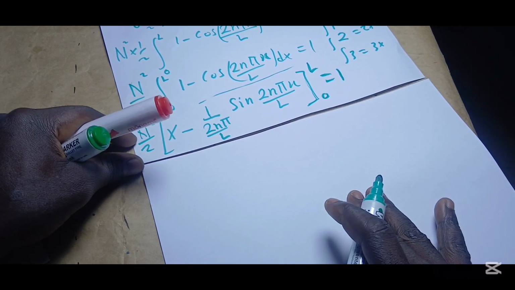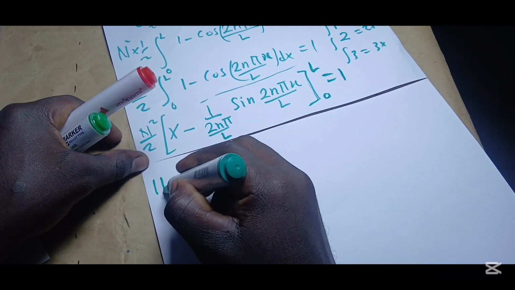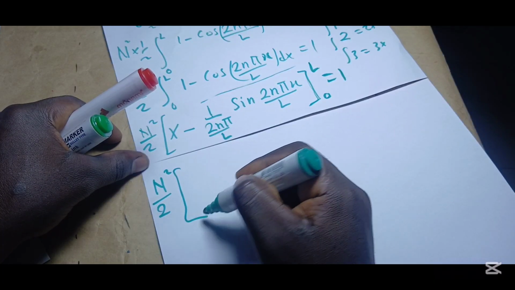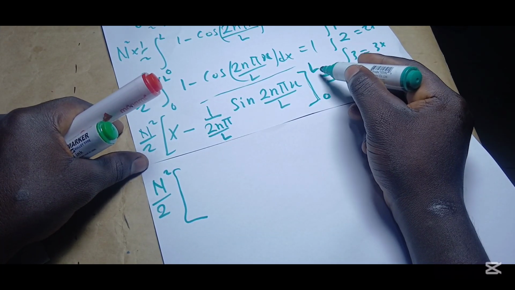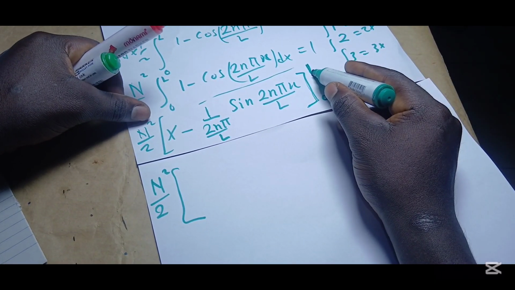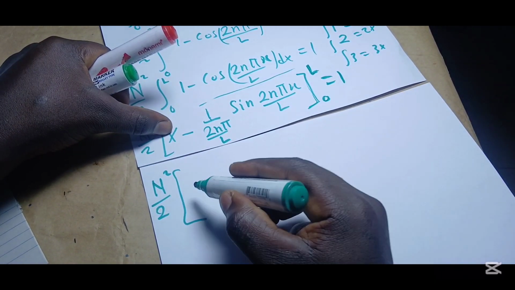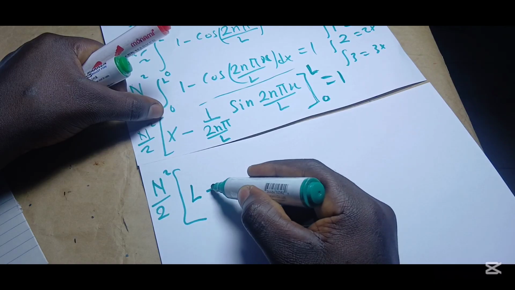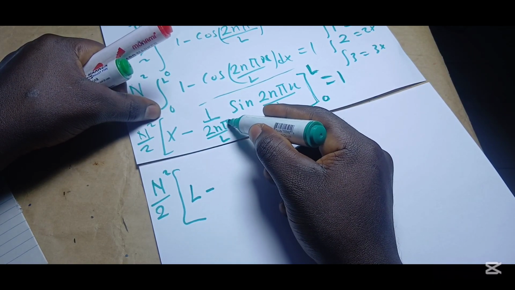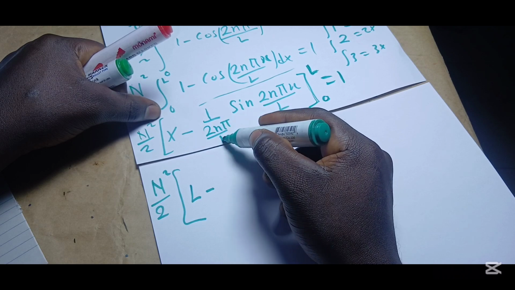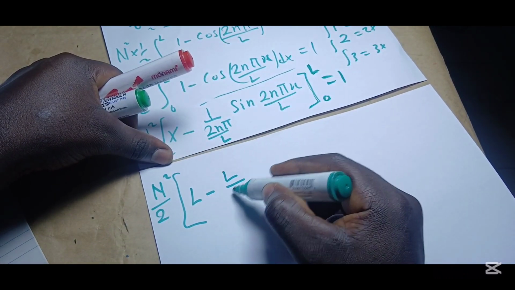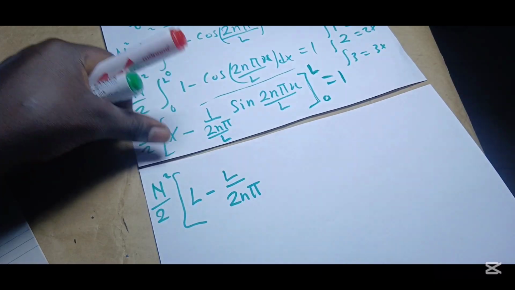So now let's put in the limits. So n squared over 2. Firstly, we put in the upper limit. Wherever we see x, we put L there. So x here, so L minus this 2 pi, 2n pi over L can also be written as L over 2n pi.